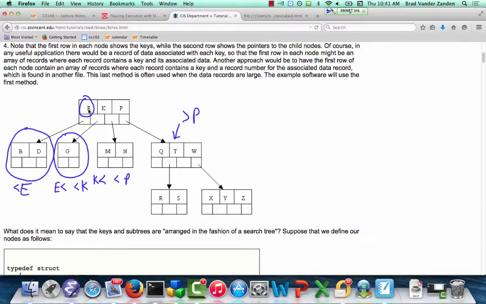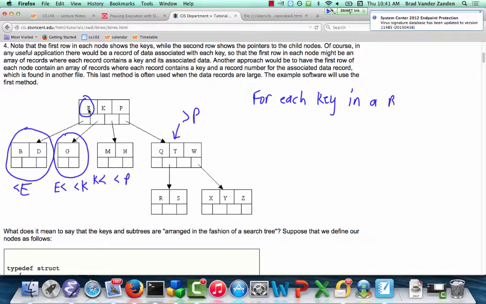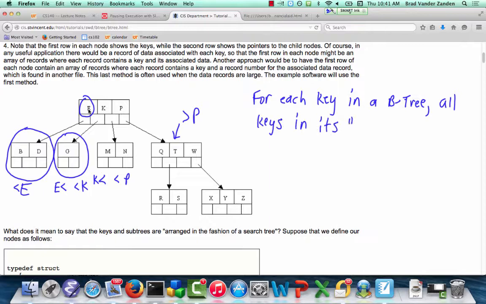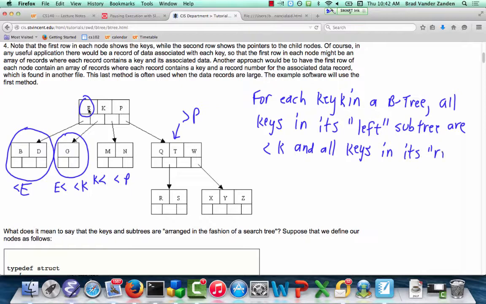So for each key K in a B tree, all keys in its so-called left subtree are less than K, and all keys in its so-called right subtree are greater than K.